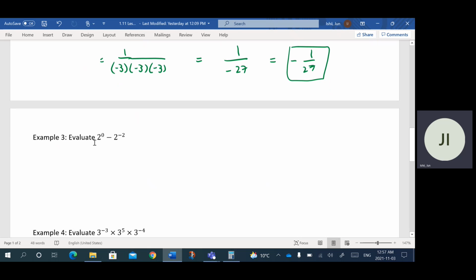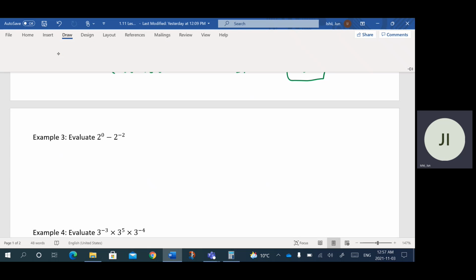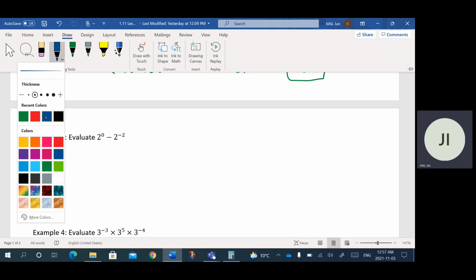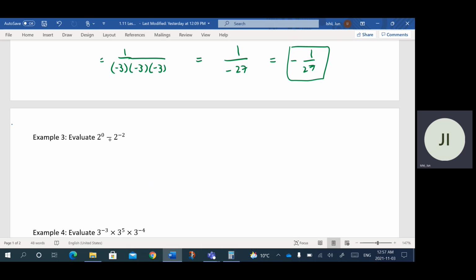So this time we want to evaluate 2 to the 0 minus 2 to the negative 2. Okay, so this one here is actually going to involve order of operations. So we're going to apply BEDMAS. According to BEDMAS, we've got to take care of the exponents before any subtraction. All right, subtraction is actually last. So first thing I want to do is figure out what 2 to the 0 power is. If you remember, anything to the 0 power is equal to 1. So I'm going to have 1 minus.